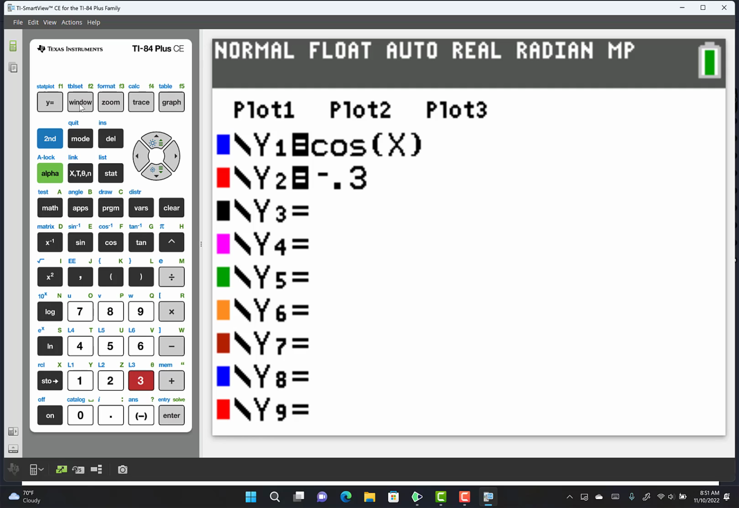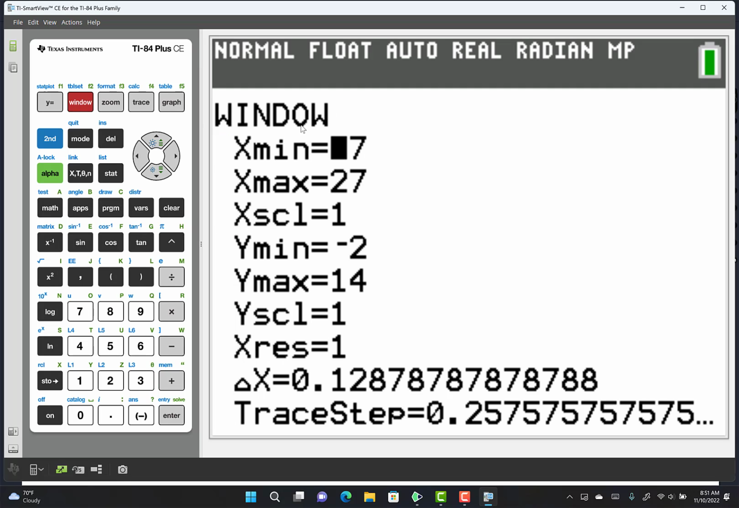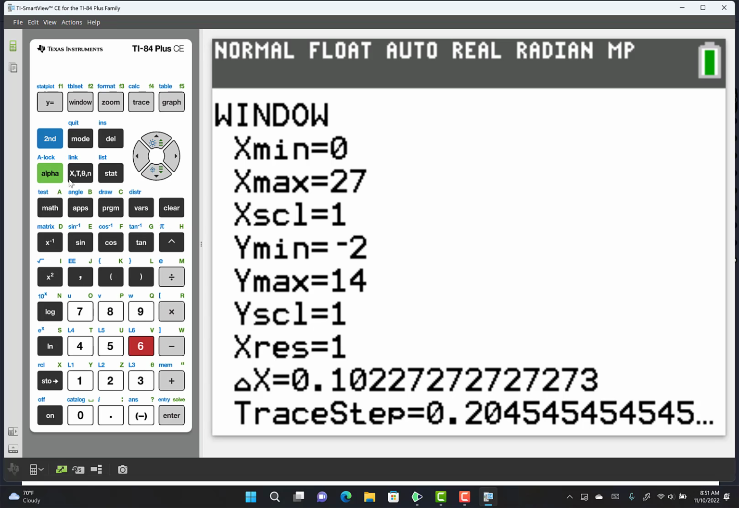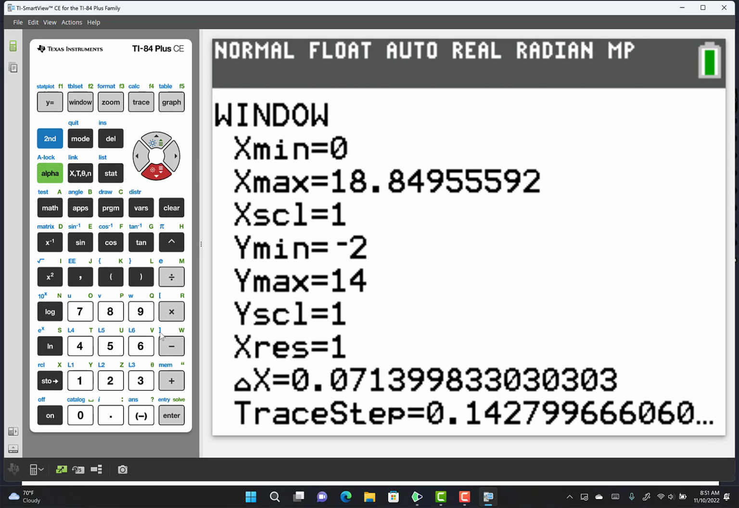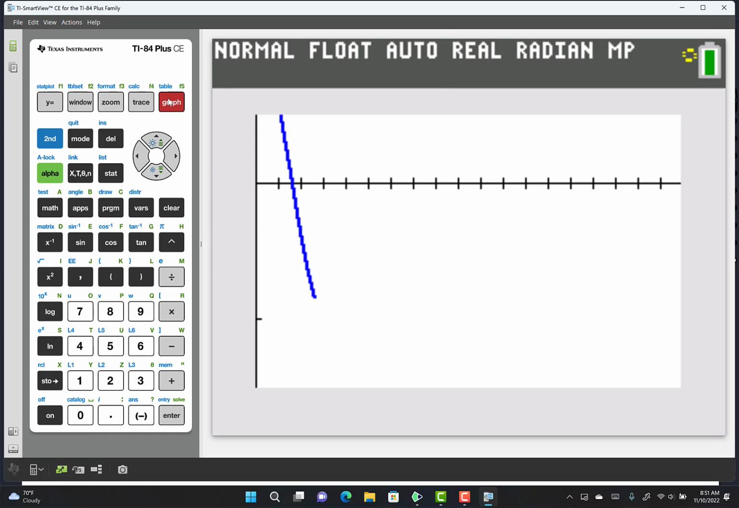Okay, I'm going to click on window. Don't push graph yet. I'm going to go x min 0. I'm going to go x max 6 pi, because this is going to give me 6 answers here. Y min, negative 2 is fine, or negative 1.5, because the cosine goes between negative 1 and 1. Y max, I'm going to say 0.5. And here, we're going to push graph, and look at this.